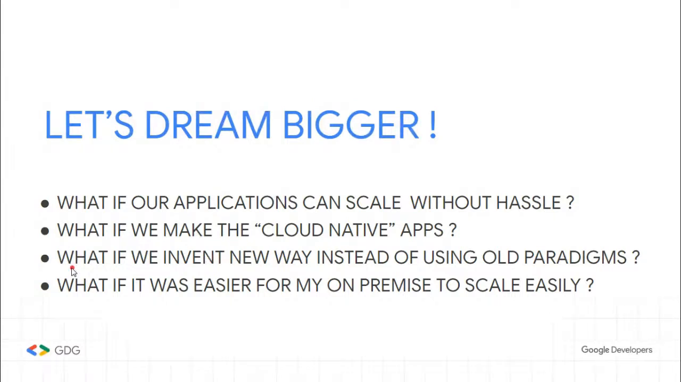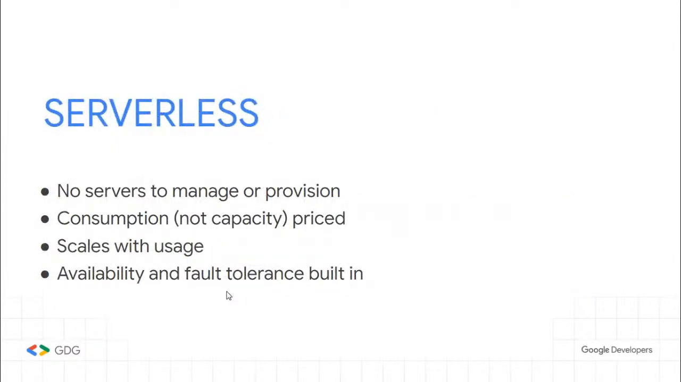So what if we want to invent a new way instead of using old paradigms? We saw earlier that we were programming using a monolithic application, and then we switched to microservices. What if we invent another paradigm? And what if it was easier from my on-premise to scale easier, which means that instead of using VPN and interconnect and so on, I can go and connect my on-premise to a public cloud. And this is where we start with serverless.